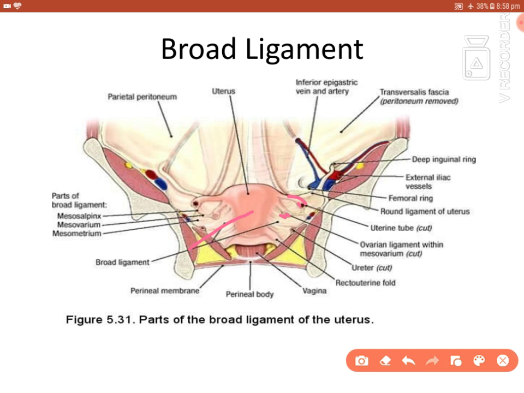Then in the antero-inferior part of the broad ligament, you will get the round ligament of the uterus. Then you can see the nerves, vessels, everything. Uterine vessels and the nerve plexus, lymphatics, and remnants of the mesonephric ducts will be there. These form the contents of the broad ligament.